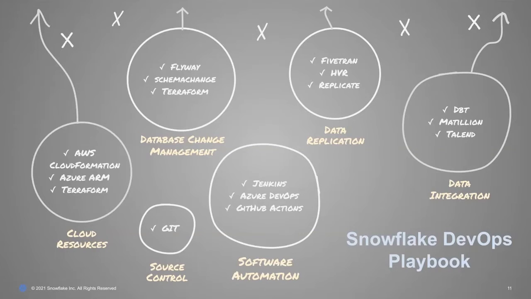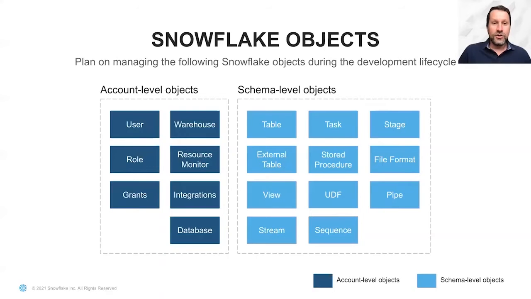And what we'll focus on now is the database change management side in particular. So the task of database change management is to take all of our objects in Snowflake and to manage them in code and through a development lifecycle. And as you can see from this, we have different types of objects. So there's account level objects and schema level objects. And those schema level objects are the ones that are inside of a database schema.